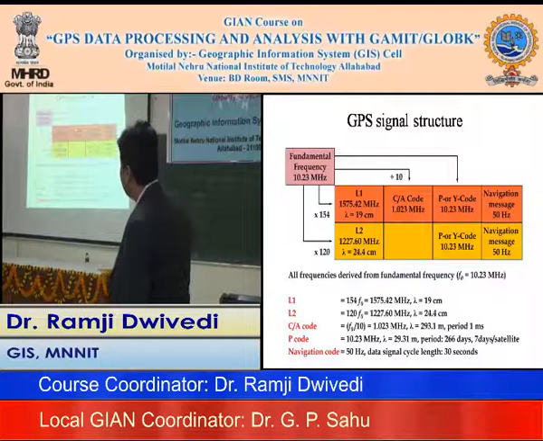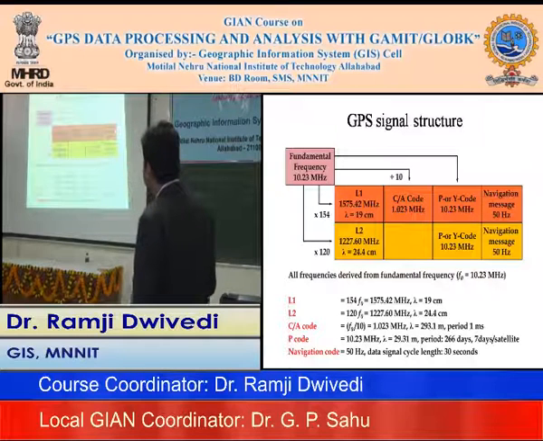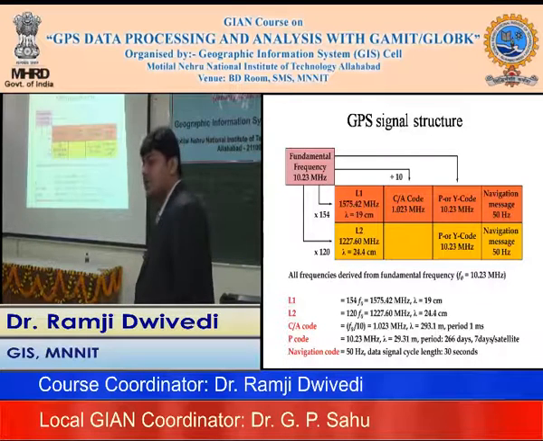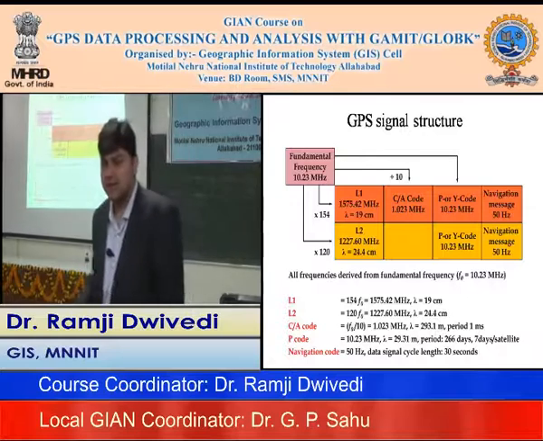The CA code, whose full form is coarse acquisition code, and the P or Y code, because it is in encrypted form. P is the precise code, and you can see that the CA code chipping rate is 1.023 megahertz, whereas for the P code it is 10.23 megahertz. It also sends the navigation message, which tells about the satellite itself.